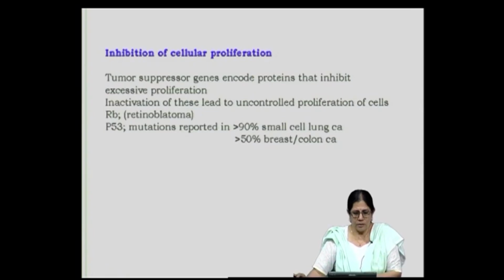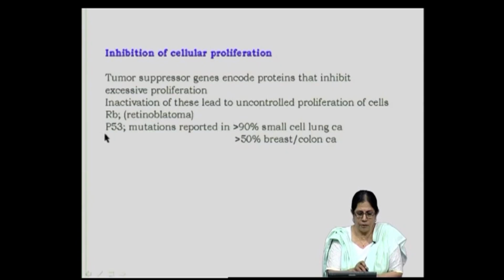There are proteins which inhibit proliferation. Inhibition of cellular proliferation is the next. There are tumor suppressor genes. These suppressor genes encode proteins that inhibit excessive proliferation. So, therefore, what we know as tumor suppressor genes in fact are the ones that are playing a role in the normal process of proliferation. One such gene is retinoblastoma, the other one is the very well known P53.